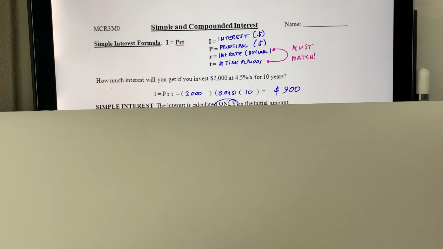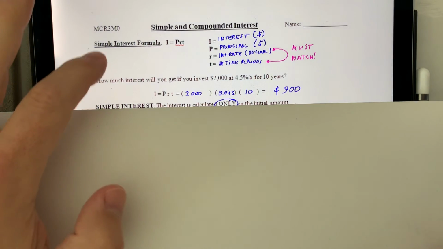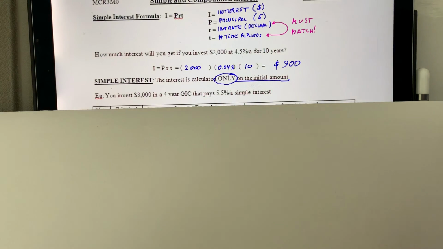So when you plug it into your calculator, you get that it's $900. How much money will you have in the end? Well, you're going to have $2,900. But how much interest did you make? $900. Good? Okay. So simple interest is the interest that is calculated only on the initial amount.